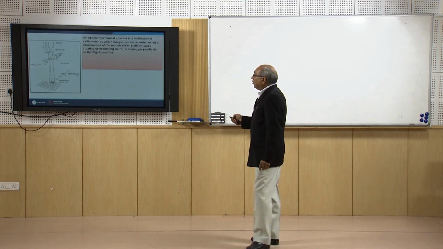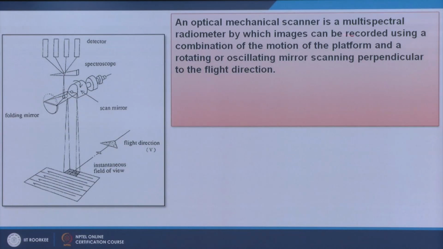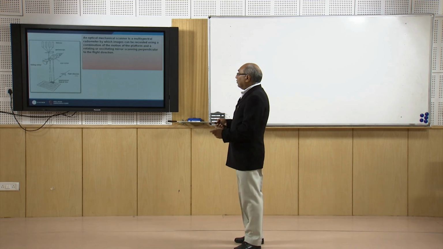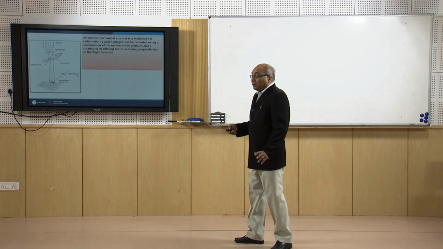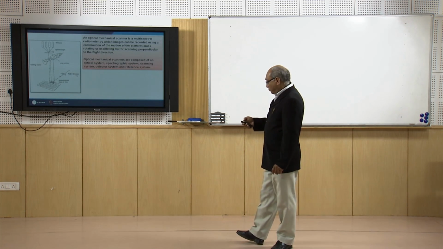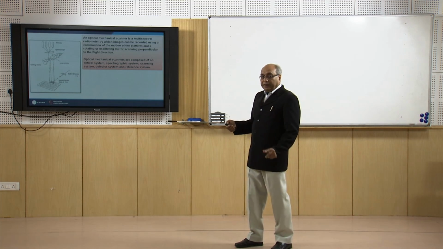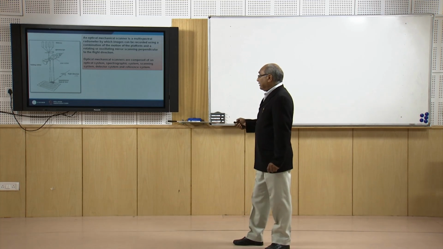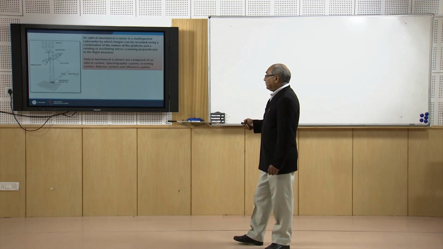An optomechanical scanner is a multispectral radiometer by which images can be recorded using a combination of the motion of the platform and a rotating or oscillating mirror scanning perpendicular to the flight direction. So because of this oscillating or rotating mirror, a lot of problems were observed, especially in the first generation, that is Landsat MSS or Landsat 1, which had the MSS sensor.